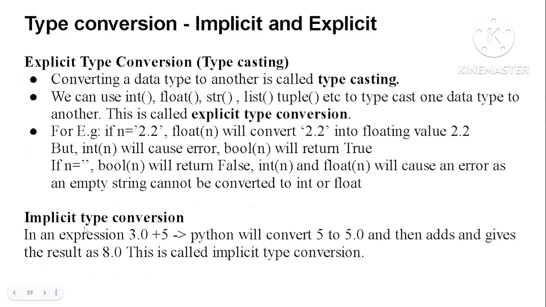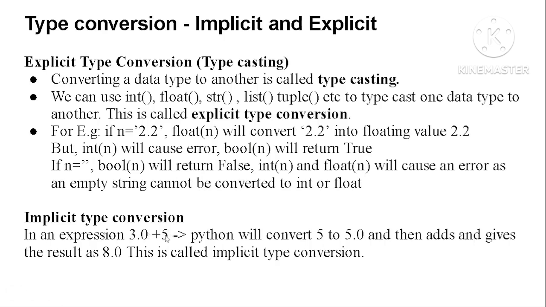Now what is implicit type conversion? Python understands by itself that it has to convert some data type to some other data type. For example, in an expression 2.0 plus 5, one number is a float data type, another one is an integer. In this case, Python will convert this 5 to 5.0. It always maintains that in an expression, all the numbers should be of the same data type. So it will convert this 5 to the higher version.